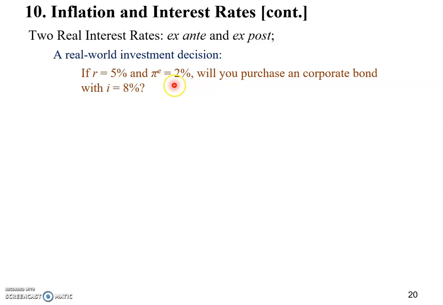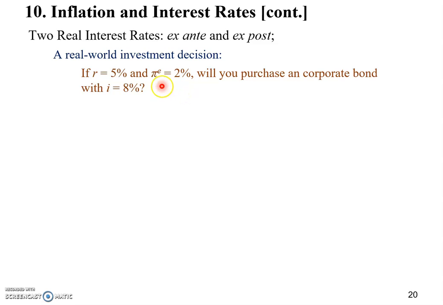Because we said the nominal interest rate equals the real rate plus the expected inflation, right? That's the Fisher equation. Now we find that here on the market, this corporate bond offers 8% in nominal interest rate, which is 1 percentage point higher than your expected rate, correct? So your decision is to go ahead and purchase this corporate bond, okay? Because it's higher than your expected return.